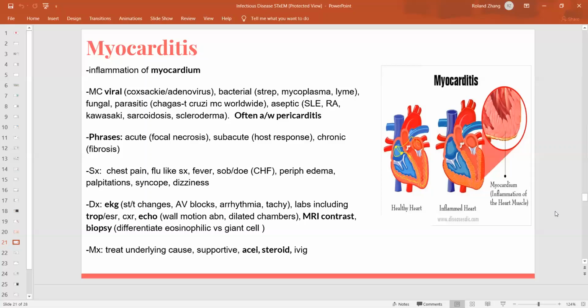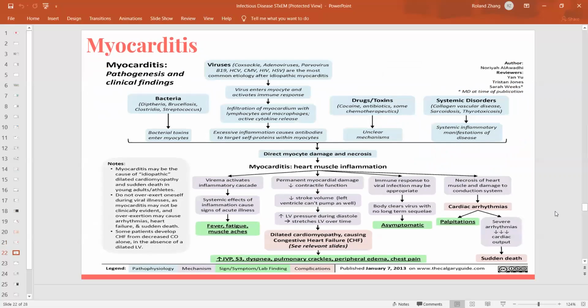The treatment for it is supportive. You can put them on steroids to help with the inflammation. You can put them on an ACE inhibitor to help with the remodeling with the cardiomyopathy, or if it's bad enough, you can put them on IVIG antibody for the virus. I've seen patients who are very sick and require ECMO because they go into cardiogenic shock. Next slide, kind of gives you a chart flow of the process and how you would treat myocarditis.